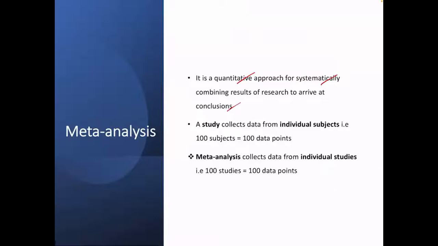So what is the difference between the meta-analysis of a systematic review versus the analysis that one undertakes in primary research? In a study, the individual subjects are the data points. So if you have 100 subjects, you have 100 data points. Whereas in a meta-analysis, it is individual studies which constitute the data points. So it is 100 studies which form the 100 data points. So that makes all the difference.